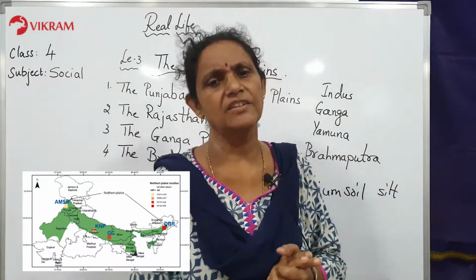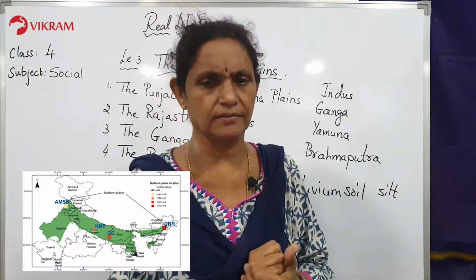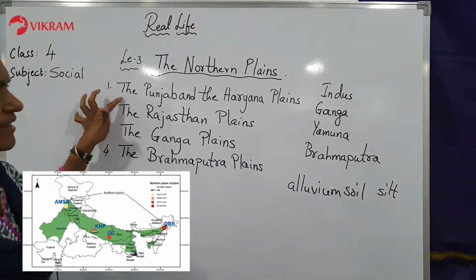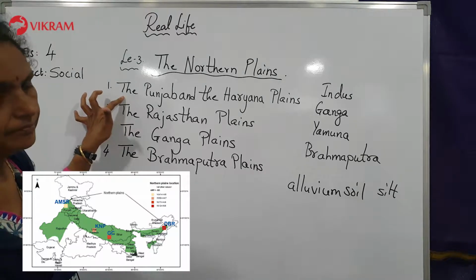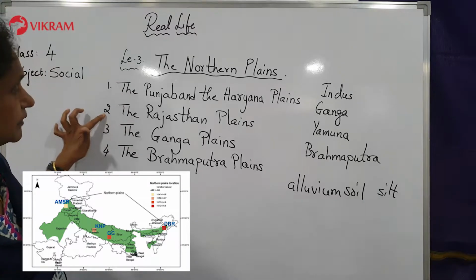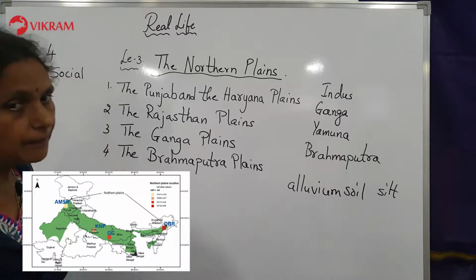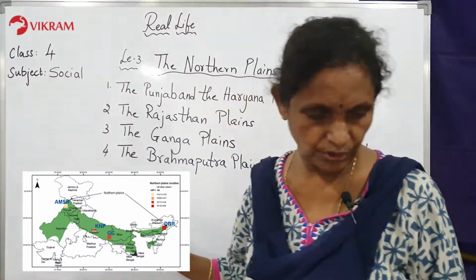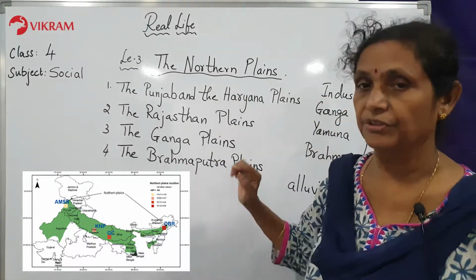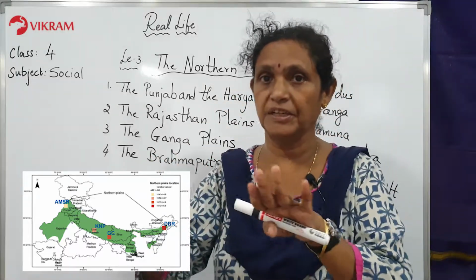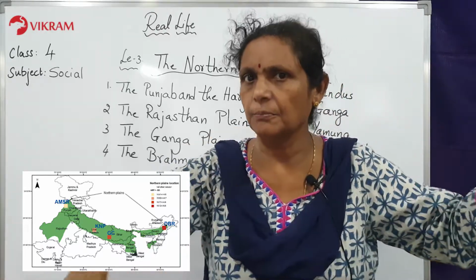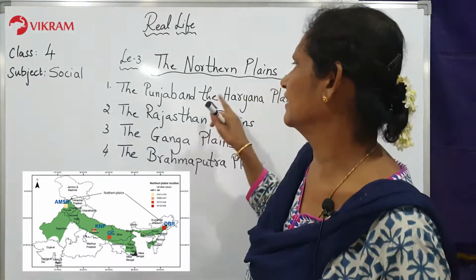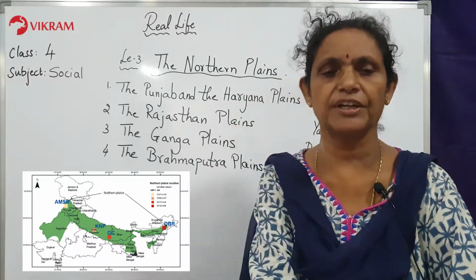The northern plains of India comprise 4 parts from the west to the east. They are the Punjab and the Haryana plains, the Rajasthan plains, the Ganga Plains and the Brahmaputra plains. So children, there are 4 different plains. You can see here, these are the 4 different areas it is separated into. But the whole thing is completely one big vast land. The Punjab and the Haryana plain. We will talk about the first point now.